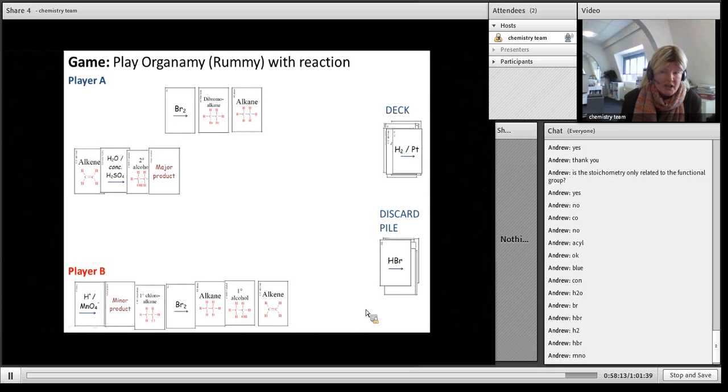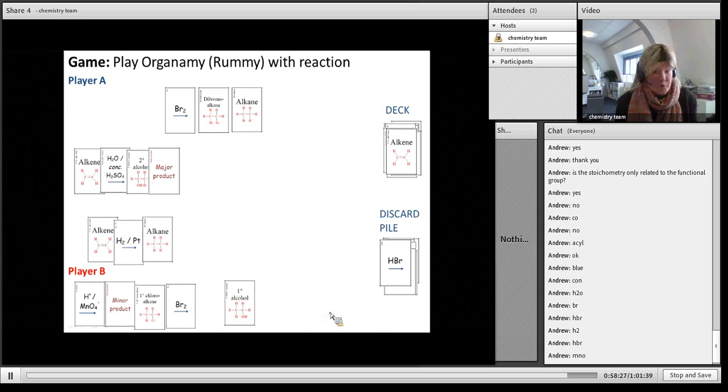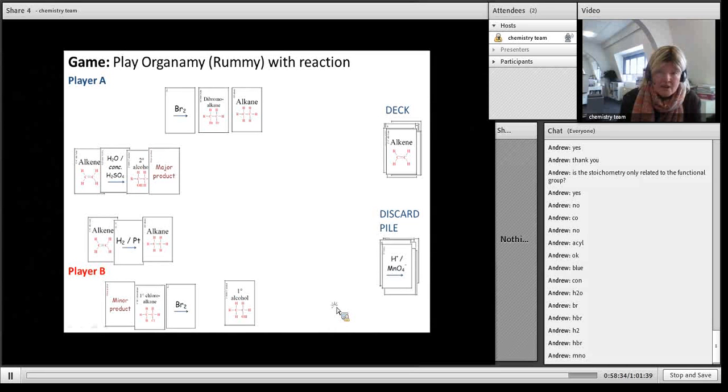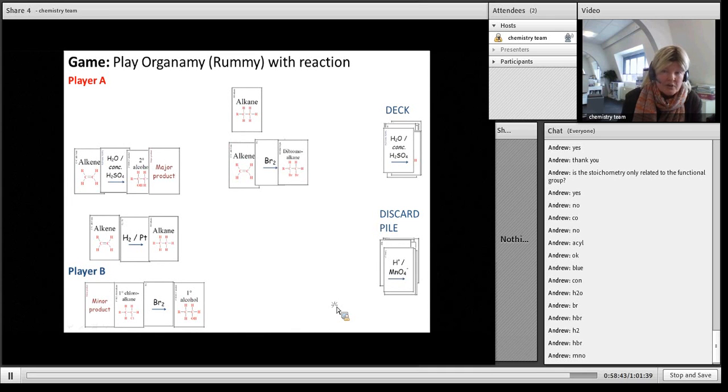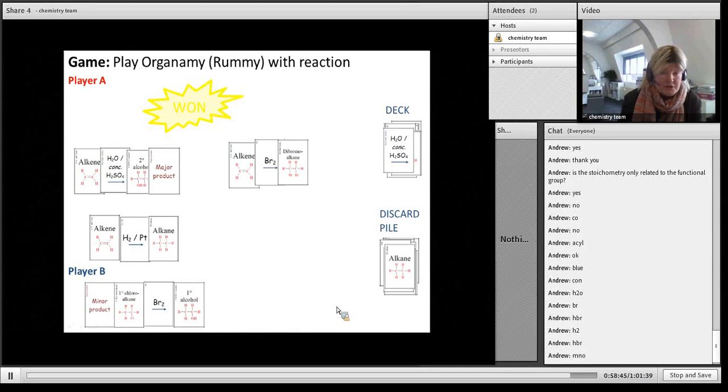Player B's turn now, picks up a card. He's got now an alkene. He's got the H2 that can form the alkane. So he puts those down. Minor product and major product don't come in this one, so that doesn't help. You can't get rid of that, so he gets rid of a reagent card. Player A's turn, picks up a card. He's got an alkene and he's got the reagents to form that, so he's won. He's got rid of his cards first.